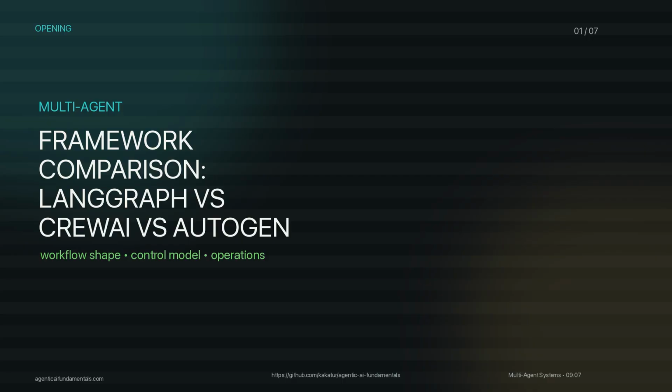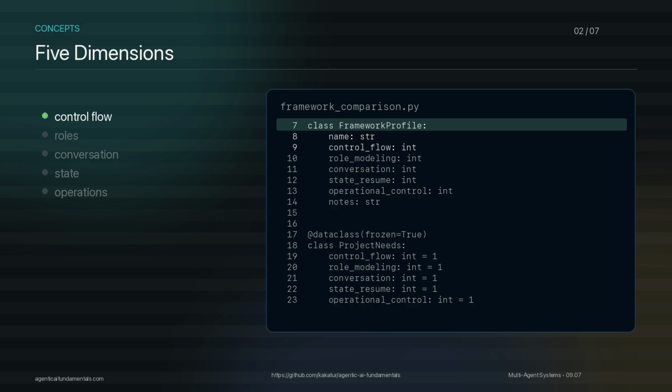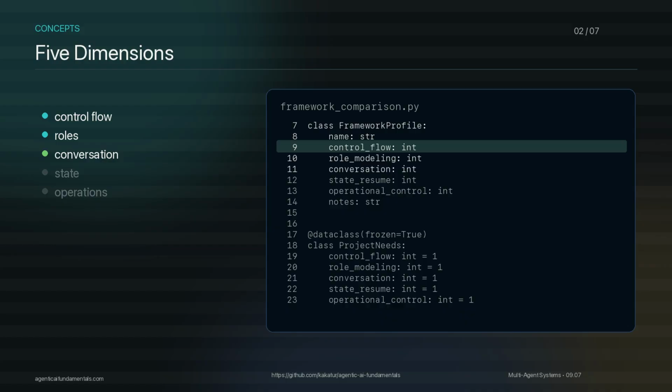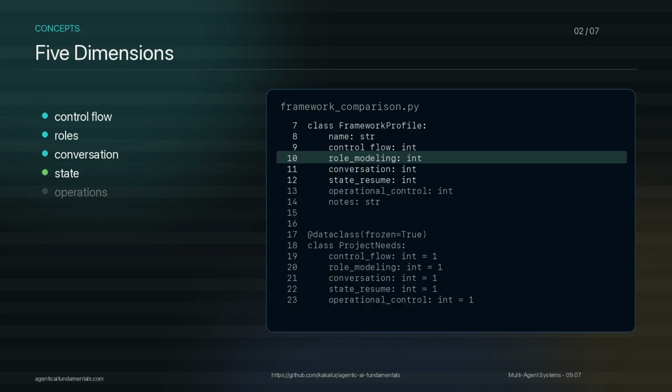So this lesson uses a decision matrix, not because the numbers are universal, but because the habit is useful. Score the project needs first, then choose the framework. The matrix uses 5 dimensions: explicit control flow, role modeling, agent conversation, state, and resume operational control. A stateful workflow should weight control flow and state heavily. A team simulation should weight roles heavily. A research experiment based on agent conversation should weight conversation heavily. This turns a vague comparison into a concrete discussion. You can disagree with a score, but now you are disagreeing about a project need, not a brand preference.